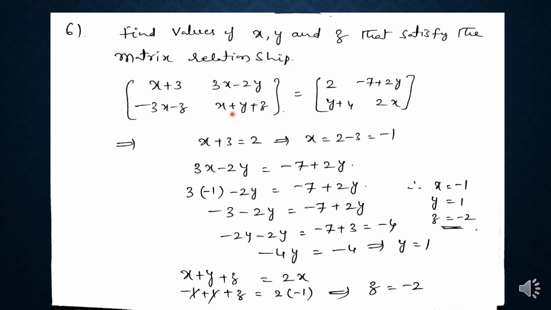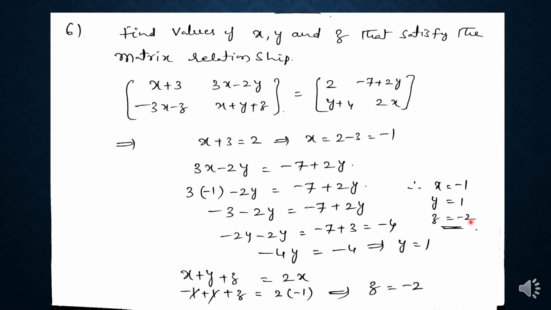Now take this element, x plus y plus z is equal to 2x. Now by substituting x, y values here, x is equal to minus 1 and y is equal to 1. Minus 1 plus 1 plus z is equal to 2 into x, 2 into minus 1. That is z is equal to minus 2. Thus we got the values: x is equal to minus 1, y is equal to 1, z is equal to minus 2.